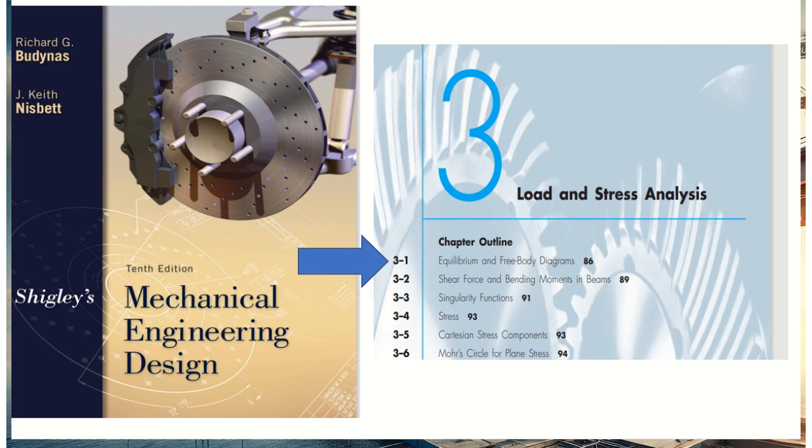Okay, so you should learn this load and stress analysis in other subjects. Okay, and it is properly learned in other subjects. The purpose of chapter 3 is for revision.